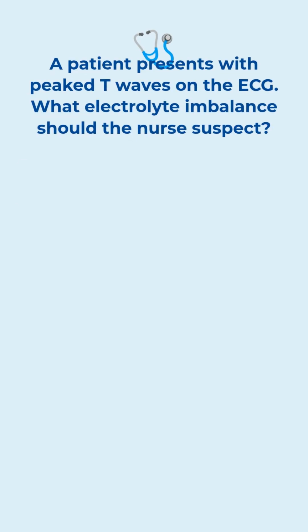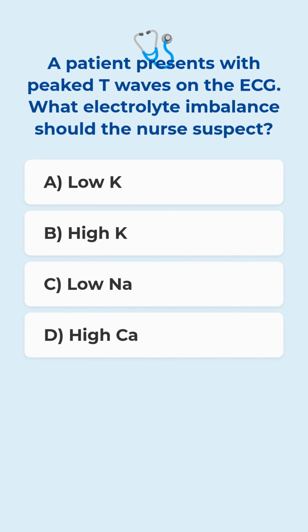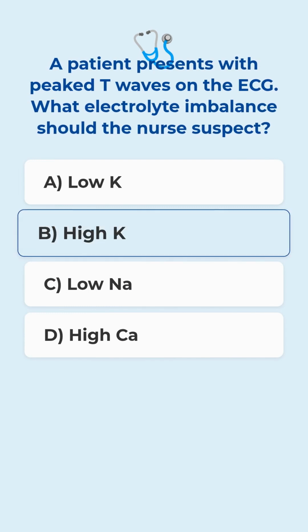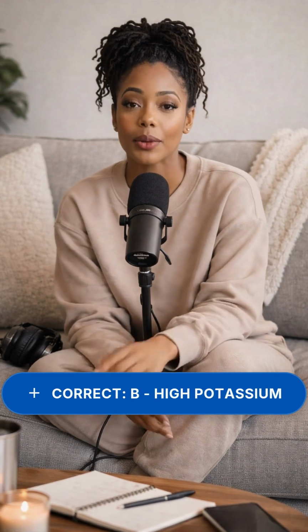A patient presents with peaked T waves on the ECG. What electrolyte imbalance should the nurse suspect? A. Low potassium. B. High potassium. C. Low sodium. D. High calcium. The answer is B. High potassium, because peaked T waves are classic for hyperkalemia.